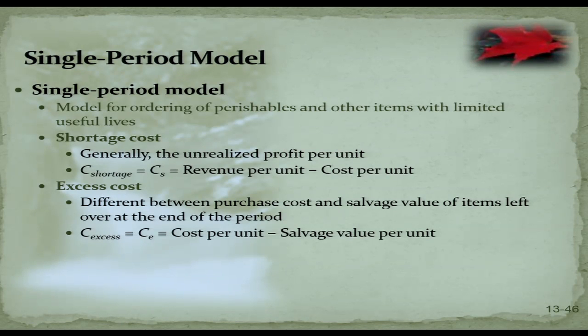Anyway, let's move on to our last model, which will definitely be tested in your homework and exam. It's also a very important model, the single period model. By definition, it's a model for ordering perishables and other items which have limited useful lives. Give me some examples. What are the products, in your opinion, that are perishable or have limited useful lives? Produce, that's cool. What else?